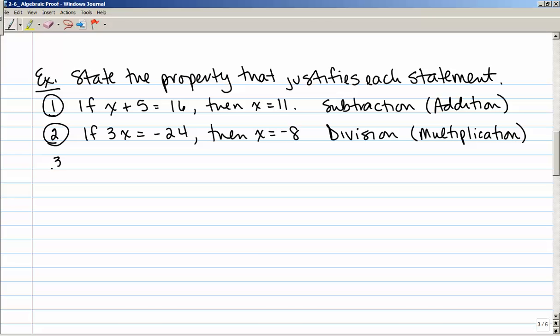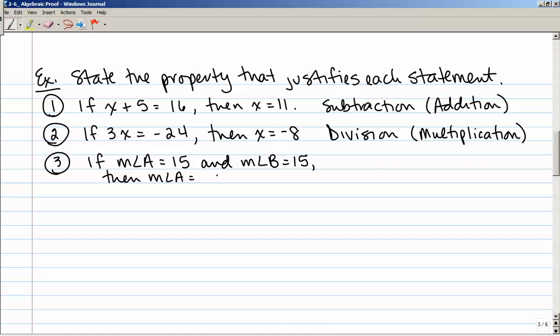And the last example, if the measure of angle A equals 15 and the measure of angle B equals 15, then the measure of angle A equals the measure of angle B. This is the substitution property, because since angle A and angle B are equal to the same thing, we can just substitute one in for the other.